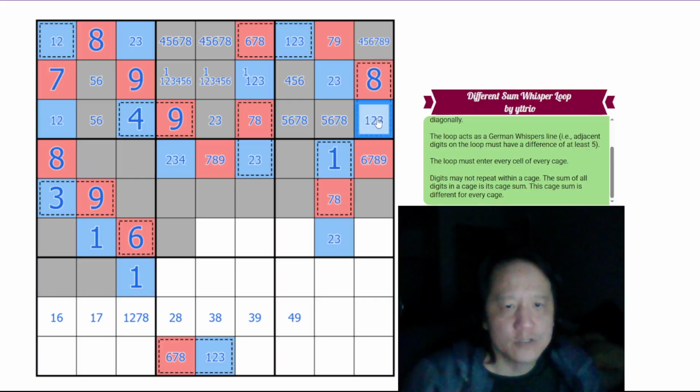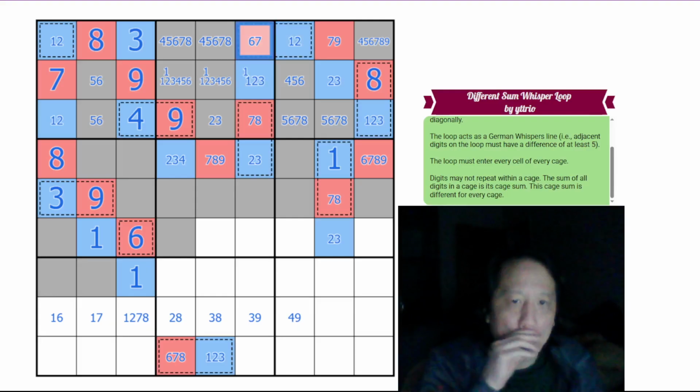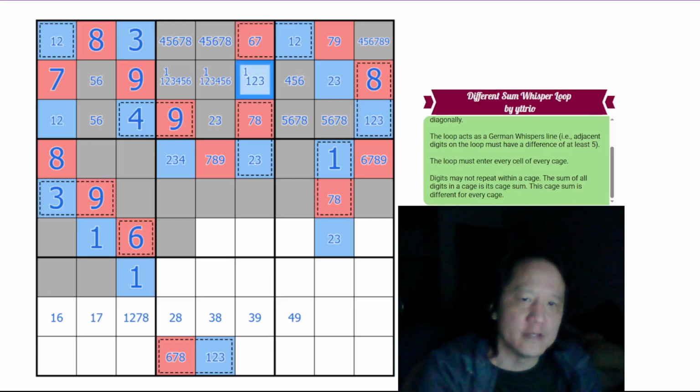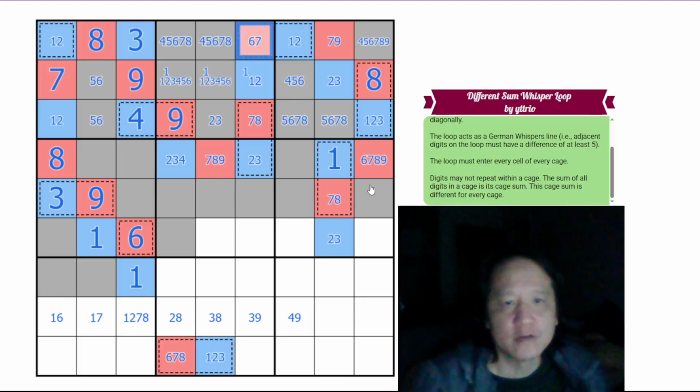Could be with 1, 2, or 3. That's fine. We have a 1, 2 pair here. This must be 3. So that eliminates 3 from being here. This can't be 8 anymore. Therefore, since this can't be 8, this can't be 3. It'd be next to the 6 or 7. That's there. So we have 3 and 9 here.